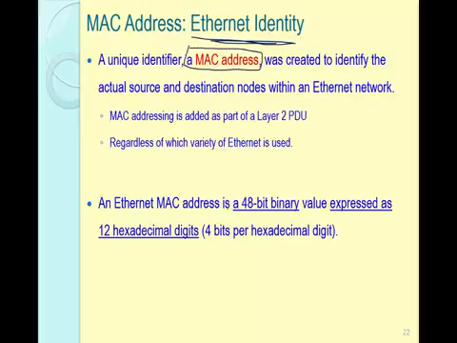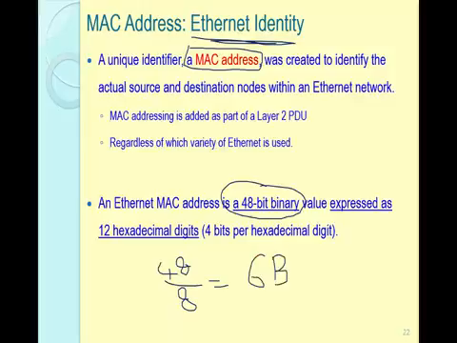If you recall, we said a MAC address is 48 bits long. Each 8 bits is 1 byte. So if I take 48 and divide that by 8, I will be getting 6 bytes, right? So a MAC address is 6 bytes long, and each byte is represented as 2 hexadecimal digits, which means the same address can be represented as 12 hex digits. Okay, so that's a MAC address.